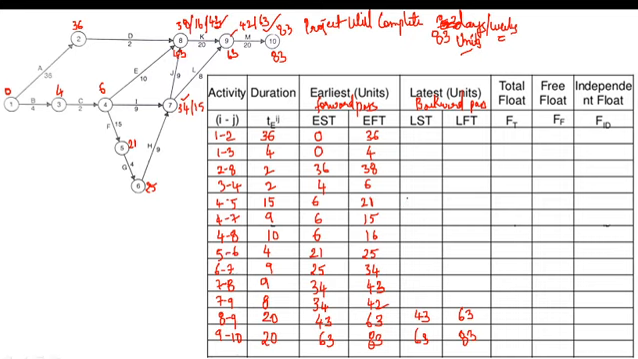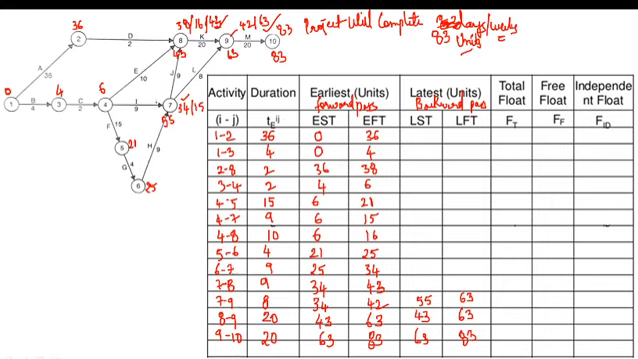Now next is 7 to 9. At 9, what is the latest finish time? 63. 63 minus duration, 63 minus 8, how much is it? Duration is 8, so 55. 7 to 9, where is 7 to 9? Here we have 7 to 9, and it is 55. Okay, 55.